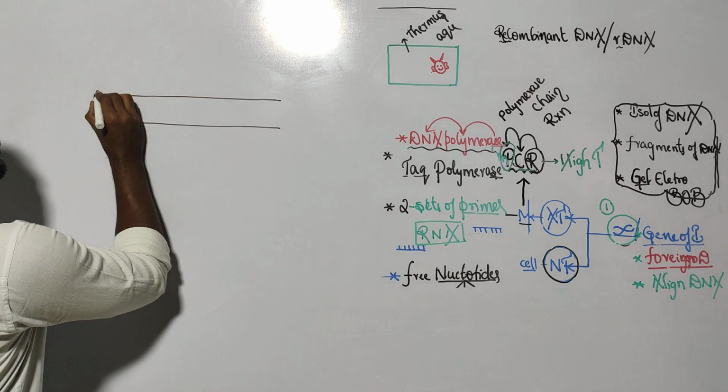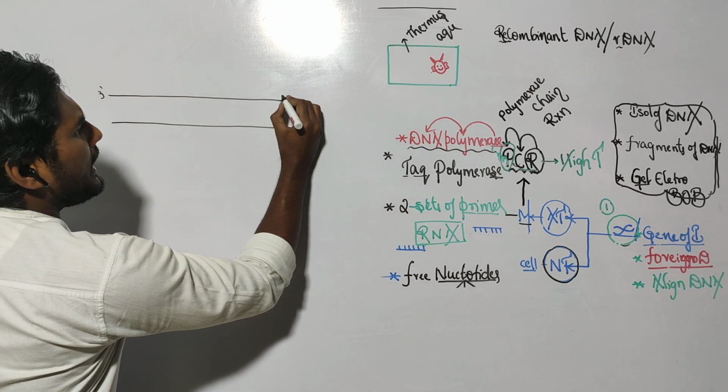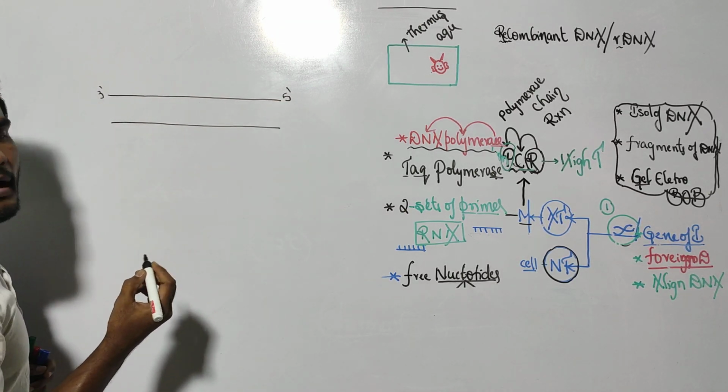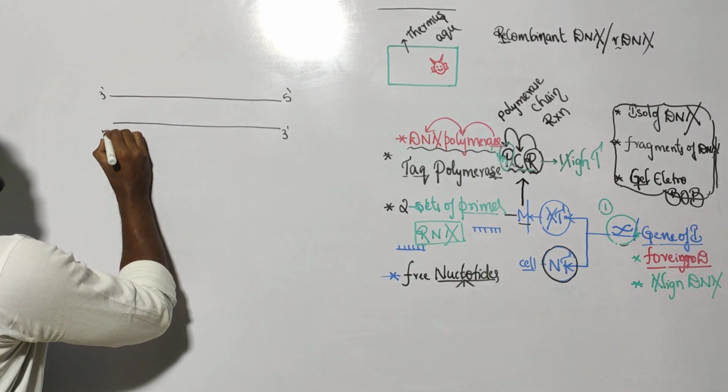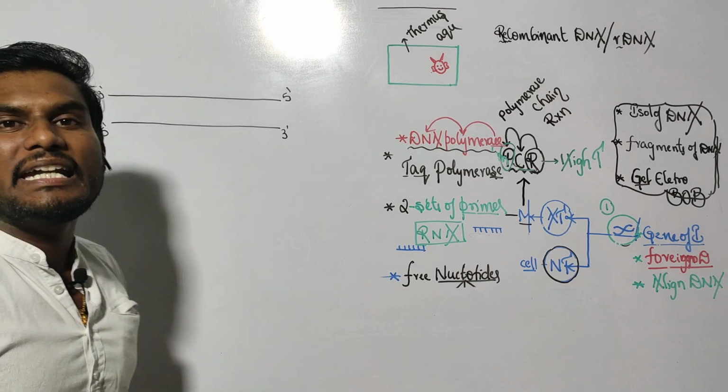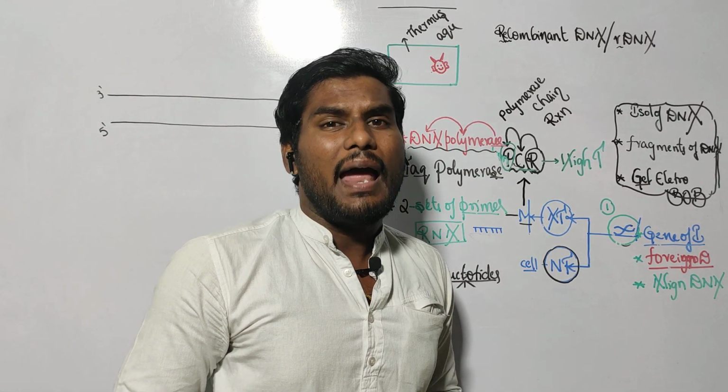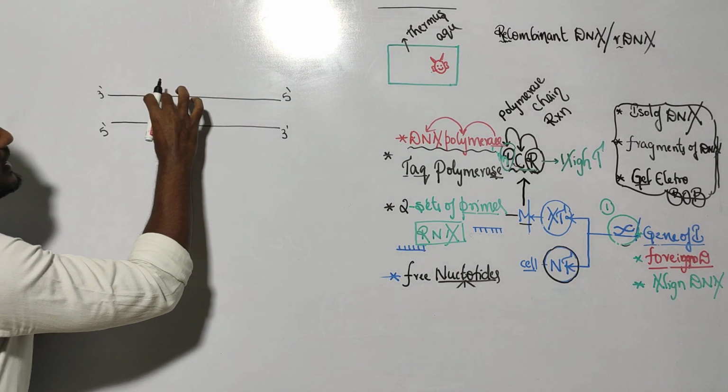You know that if one strand has the 3 prime, the other strand will have 5 prime. And here 5 prime means this strand will have 3 prime and this will be 5 prime. Anti-parallel. The two DNA strands are anti-parallel.